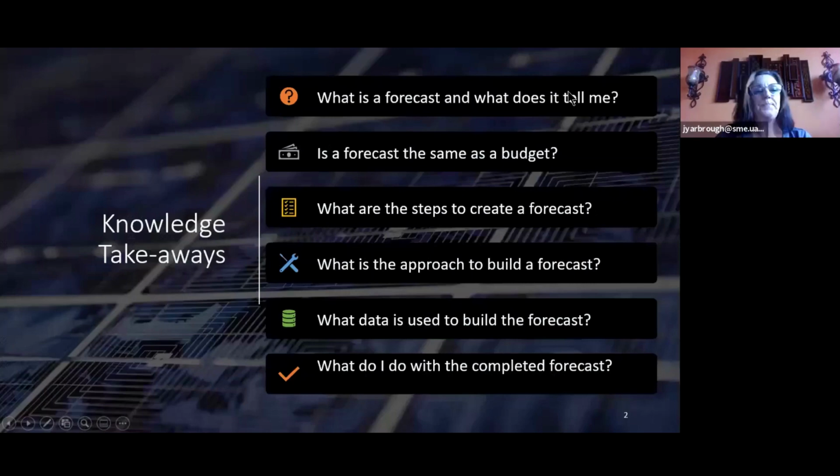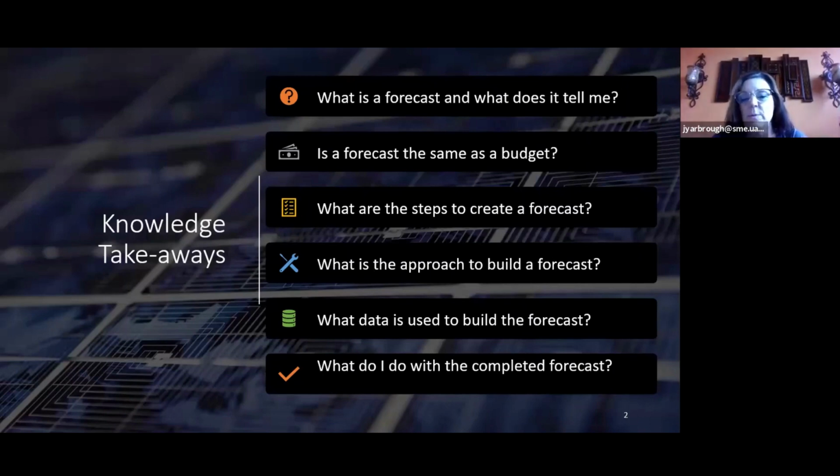So what we're going to take away today is around financial forecasting and just the conceptual ideas about that process. First of all, what will a forecast tell me? Like, what is it? And then what does it tell me? A lot of people will often wonder, is it the same thing as a budget?